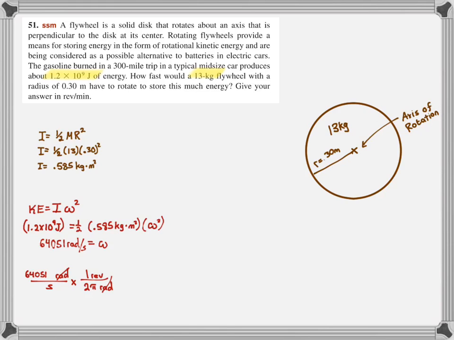So we gotta convert radians per second to revolutions per minute. So we have our first conversion here. We do 6,451 times 1 revolution, which is 2 pi radians, and then we convert the seconds to minutes. Kind of multiply it through, and we get our answer. 611,644 revolutions per minute would be required to produce enough kinetic energy to be equivalent to 1.2 times 10 to the 9 joules. And that's it.